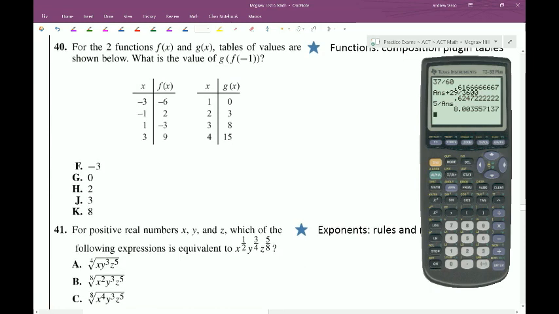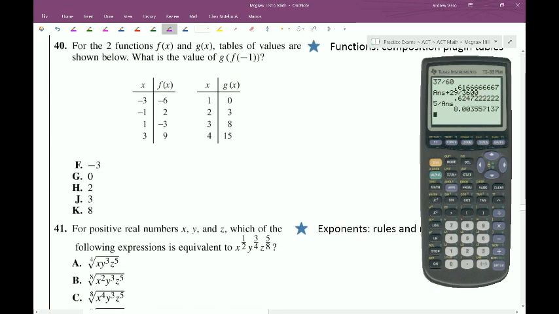For the two functions f and g, tables of values are shown below. What is the value of g of f of -1? So we can start with f of -1, meaning we have to plug x equals -1 into the f function to see what the output is. So here's x is -1. Here's the value of the f function at that point. So that's equal to 2, this whole thing. So now we just have to find g of 2. So when x equals 2, what is g? So here's x equaling 2. G is going to be 3.